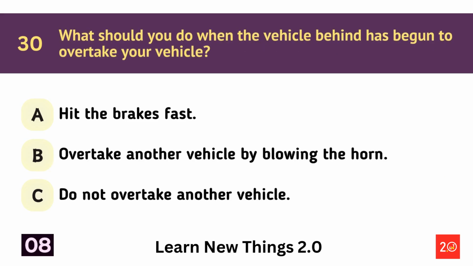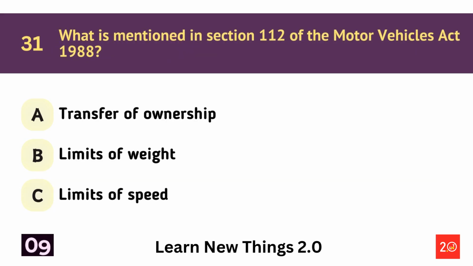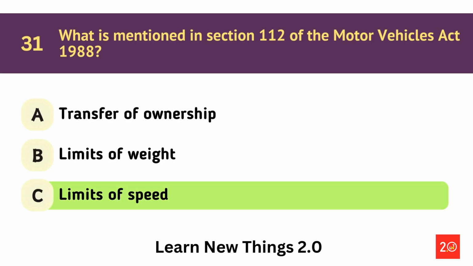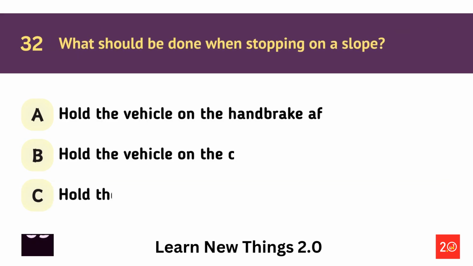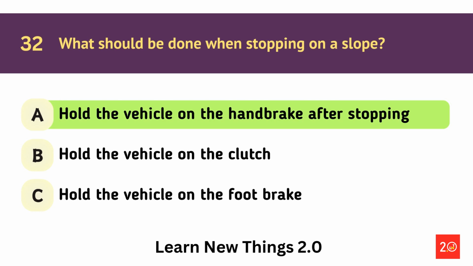What should you do when the vehicle behind has begun to overtake your vehicle? Do not overtake another vehicle. What is mentioned in the Section 112 of the Motor Vehicle Act 1988? Limits of speed. What should be done when stopping on a slope? Hold the vehicle on the handbrake after stopping.